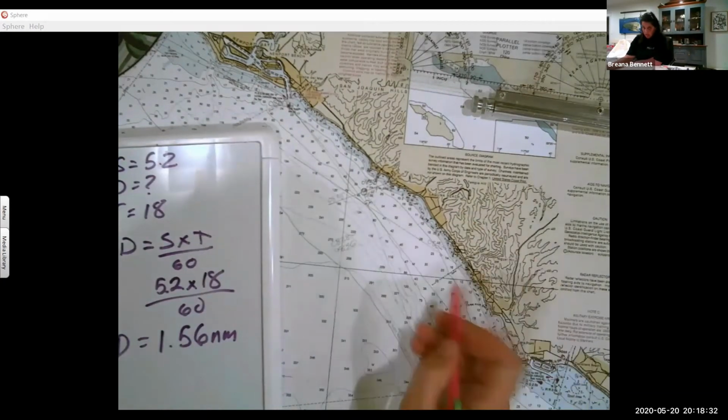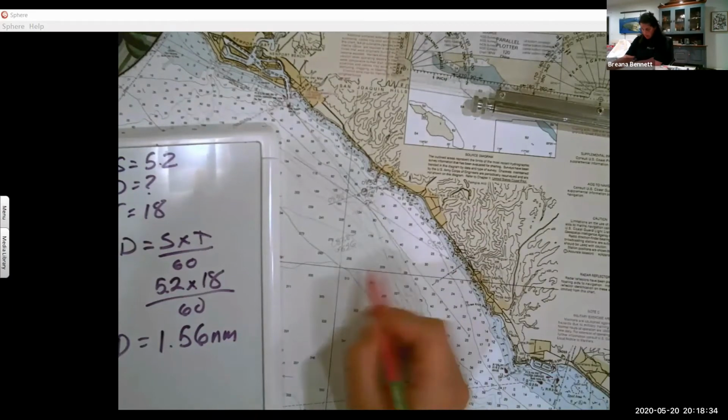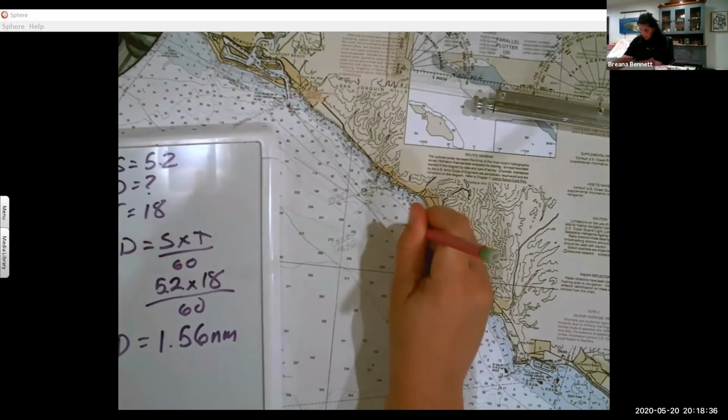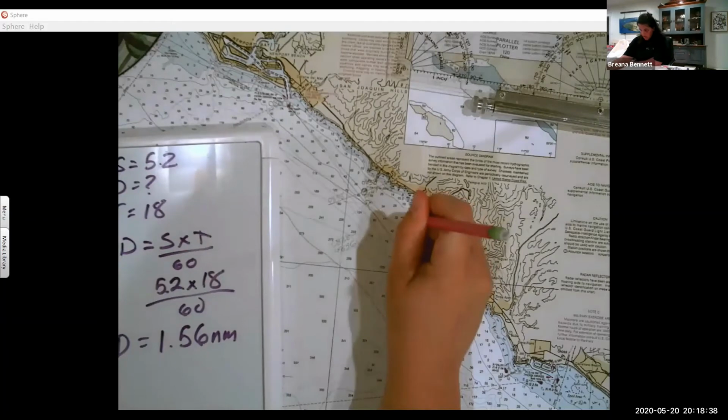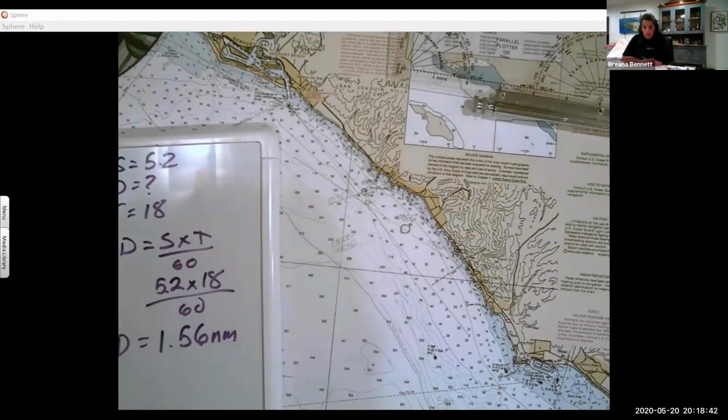So where those two 856 lines meet, that is where I'll be at 856. So something is really pushing me closer to shore. The current and the wind are coming up.